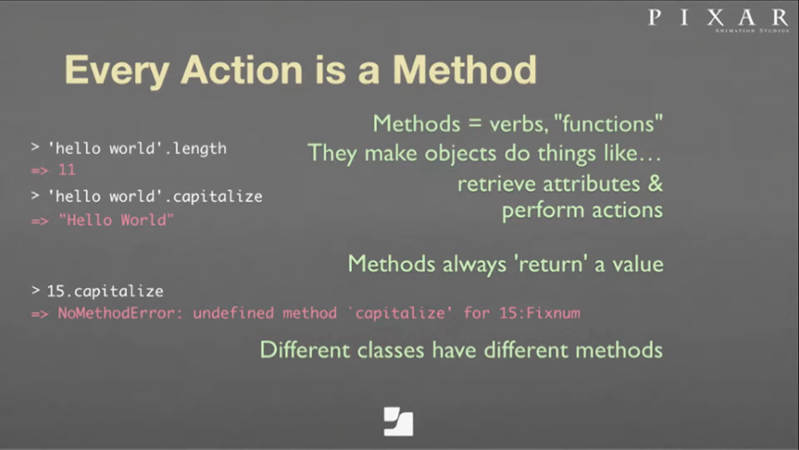They can also perform actions. We can capitalize our string, in which case we get another string with some capitalization. Methods always return a value. So the length method returns 11, the capitalize method returns another string. Different classes have different methods. If we try the capitalize method on an integer, it doesn't work. You'll get an error message because what does it mean to capitalize an integer? It doesn't mean anything. It's an error.